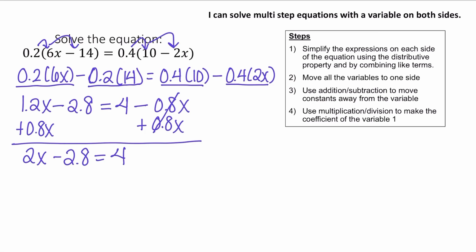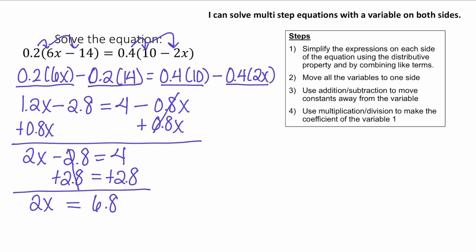Now to isolate the variable, I'm going to add 2.8 to both sides. So when I do that, I get 2x. Minus 2.8 and plus 2.8 will cancel, giving me 2x equals 4 plus 2.8, which is 6.8. Now I'm going to undo 2 times x by dividing both sides by 2, and that gives me x equals 3.4.